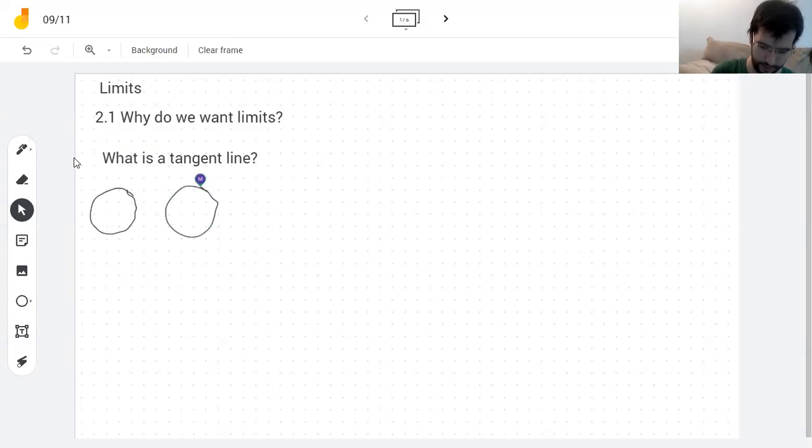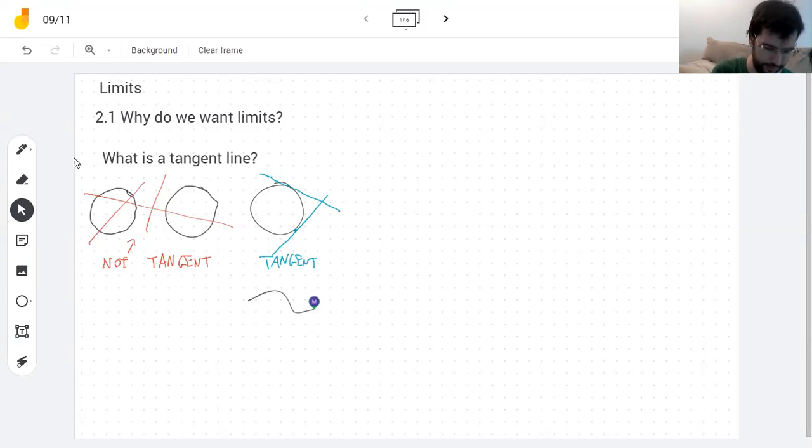You believe that these are circles, and at some point in your life you've learned that these lines are not tangents, and these lines are tangents to this circle. And of course, it doesn't have to be a circle. Any sort of curve could have tangents. So I believe we all have an intuitive understanding of what a tangent line is.